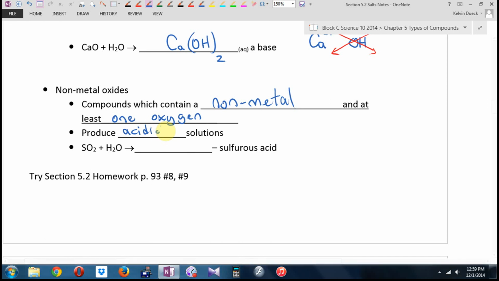SO2, sulfur dioxide, because it's covalent, plus H2O, water, or dihydrogen monoxide, because it's covalent, produce, well, it's going to produce an acid. The fact that it's going to produce an acid tells you it's going to start with what? H. And in fact, I'm going to tell you it's going to produce H2SO3, sulfurous acid.